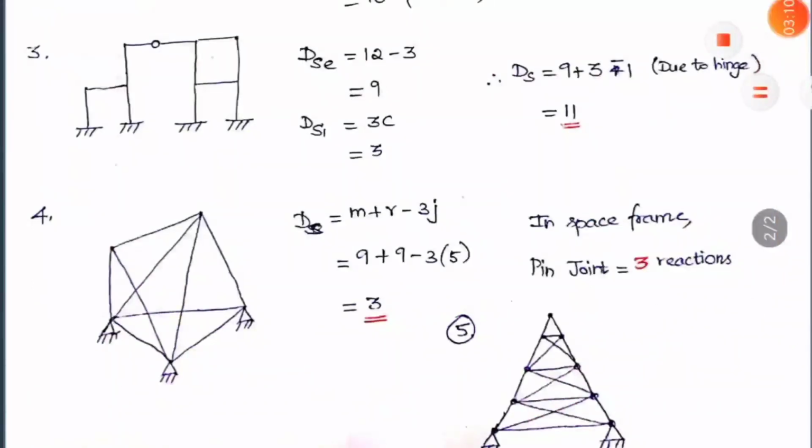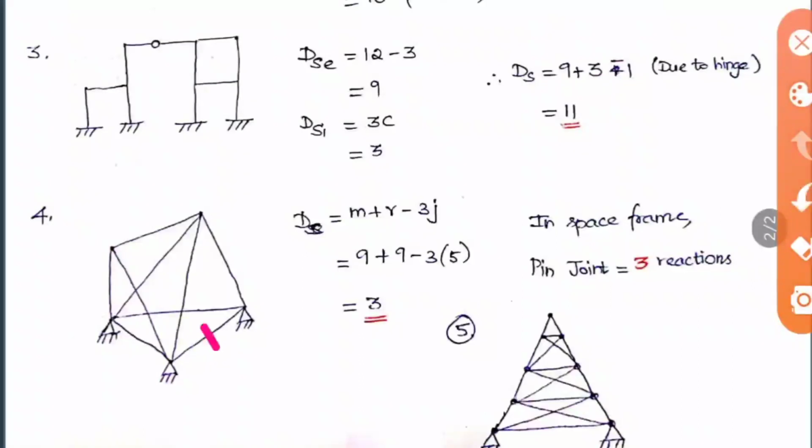And the fourth sum is, here I have given a space frame for you, because we haven't seen any space frame. So for the space frame, the formula is m plus r minus 3j, that is DS is m plus r minus 3j. So first let us find how many members are there, how many joints are there, and the reactions also. So first let us see the members. Here it is 1, 2, 3 and then 4, 5, 6, 7, 8 and then 9. So 9 members are there, so I have given 9 here.